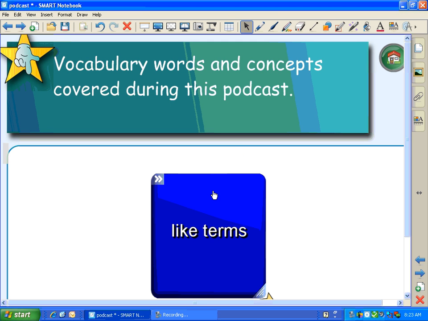Like terms. Been doing it all the way since August of last year, chapter 1, but who's keeping track? Obviously I am. Like terms, hearts and stars, combining like terms.